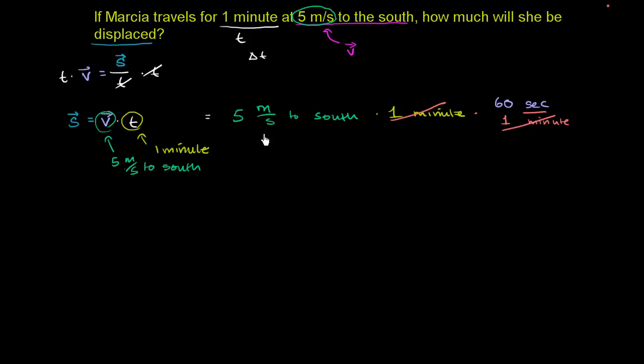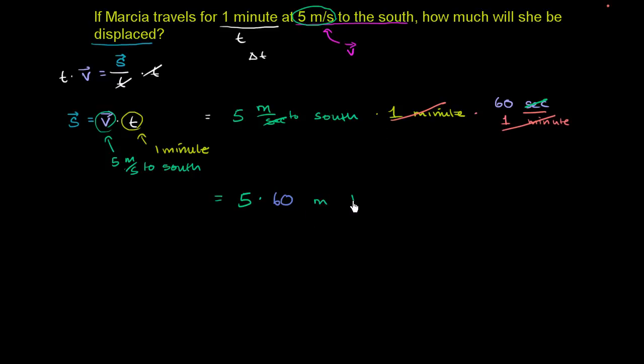And so now you have 5 meters per second to the south times 60 seconds. This is now cool because you have seconds and seconds. So now you have seconds over seconds. Those cancel out. And so your displacement is going to be equal to 5 times 60. And then your units left are meters. All the time units have canceled out, and then it's meters to the south.